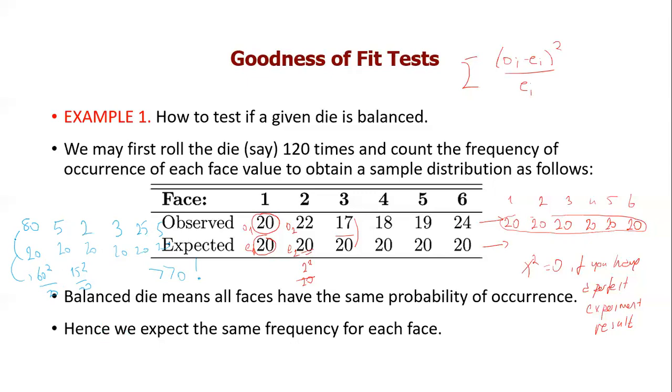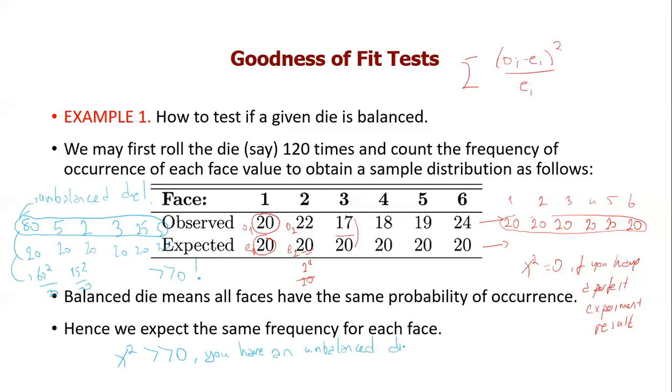So if you observe a die like this, what does it mean? It means that this is a problematic die. This is in fact an unbalanced die. So what does this mean? If chi-square is very, very large compared to 0, then you have a problematic die, an unbalanced die.